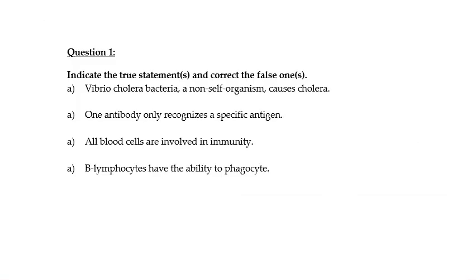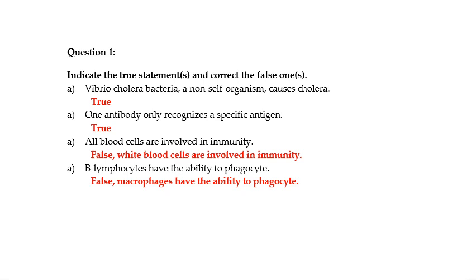Question 1. Indicate the true statements and correct the false ones. Vibrio cholera bacteria, a non-self organism, causes cholera. That's true. One antibody only recognizes a specific antigen. True. All blood cells are involved in immunity. False. White blood cells are involved in immunity. B lymphocytes have the ability to phagocyte. False. Macrophages have the ability to phagocyte.